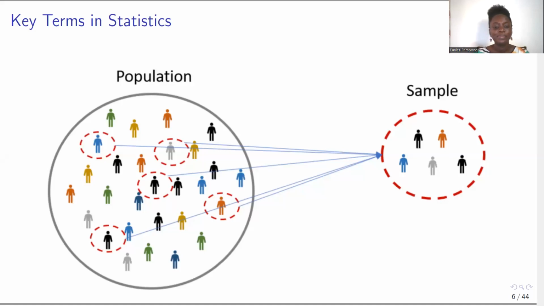In this section, we want to understand these two key terms in statistics. They are namely population and then sample.